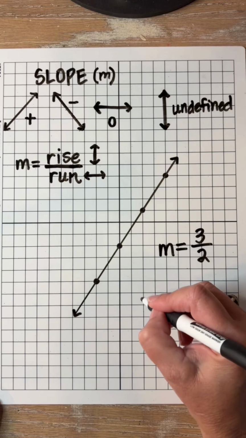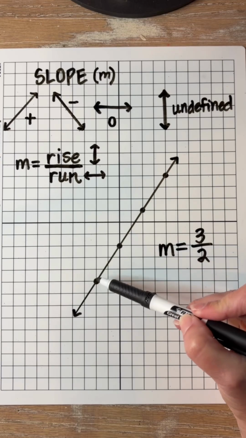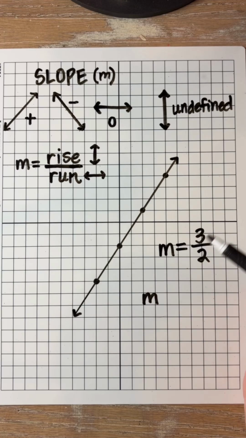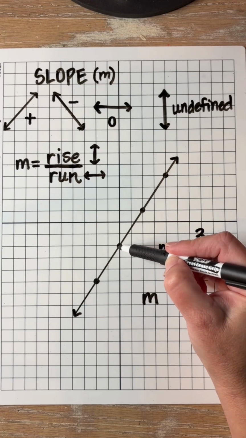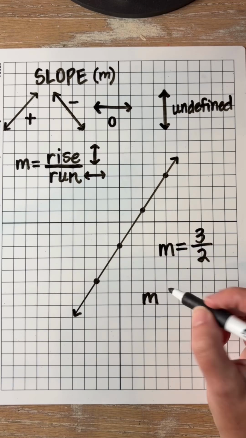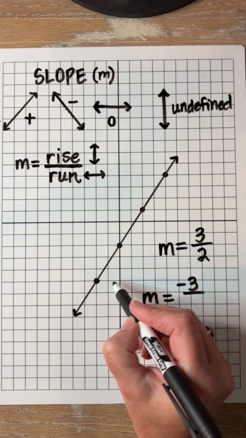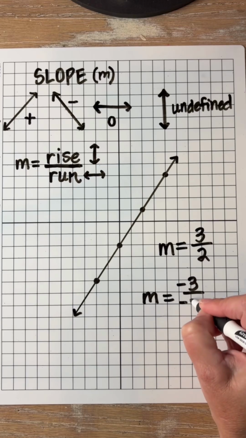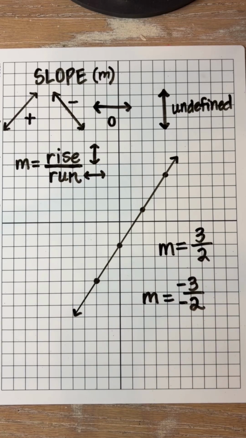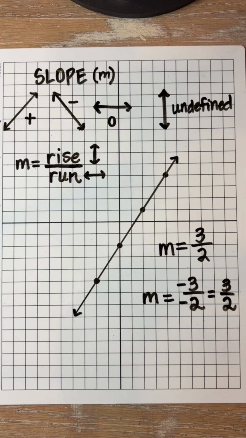Now you might say, well, what if I didn't choose those points? Or what if I chose this point and decided to count to this point? Well, let's try it that way. If I started here, I would have to go down instead of up. So I would go down 3. Now that's a rise of -3. And then I would have to go left 2. And so left is also negative. So I end up with -3 over -2. But we know that a negative divided by a negative is a positive. So this becomes 3/2, and we still get that same answer, 3/2.